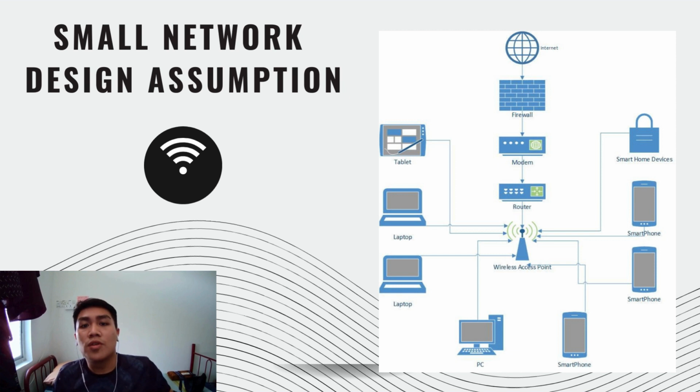Okay, so this is the small network design assumption. This is for the small network I mentioned earlier. This is just a simple, more like early planning. And what we decided to do was the essentials are there: a firewall, a modem, and a router, and another thing, but the main thing here is the wireless access point, in order to allow wireless devices to connect to it, because in a small network such as a home network, basically that's what it's typically used for.